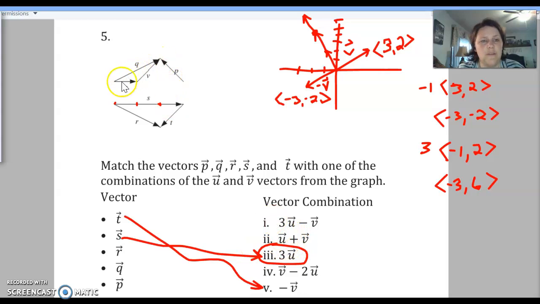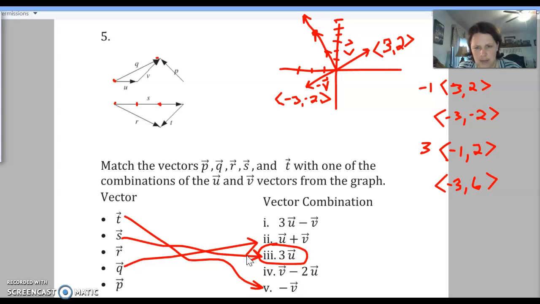Now we need to find something that is equal to u plus v. So let's find u and v. Here's u, here's v. If we wanted to add u and v, we would start at the beginning of u, which was our first one, and then draw a vector to the very end of v, which is right here. That looks like vector q. So q is equal to u plus v.